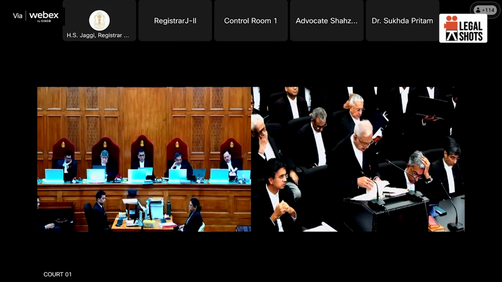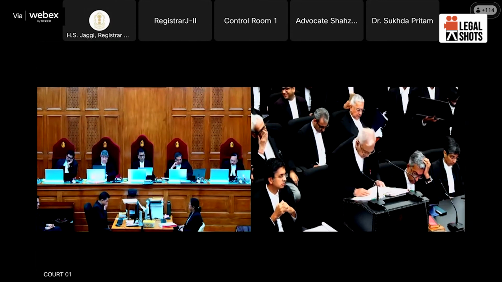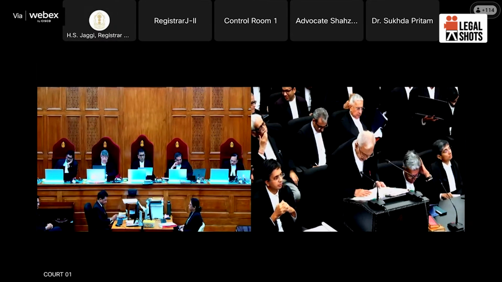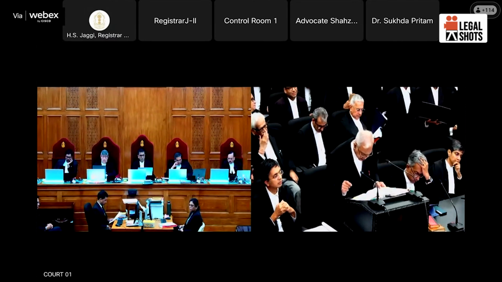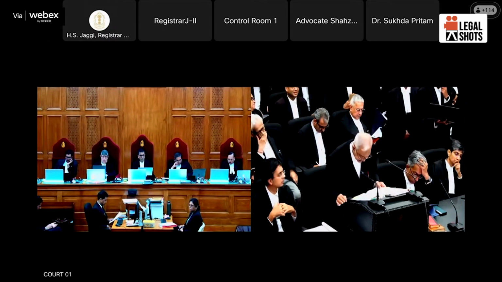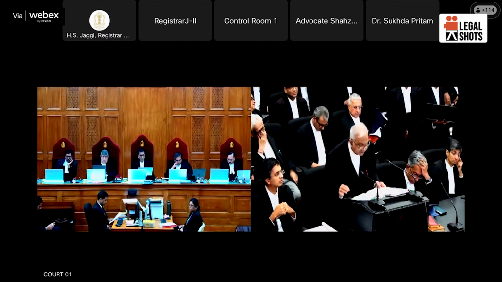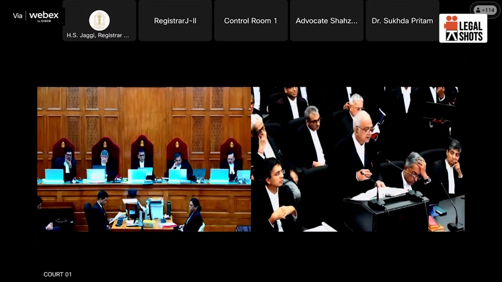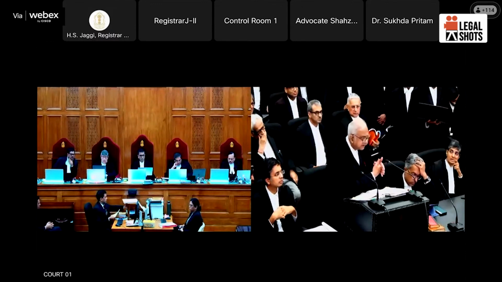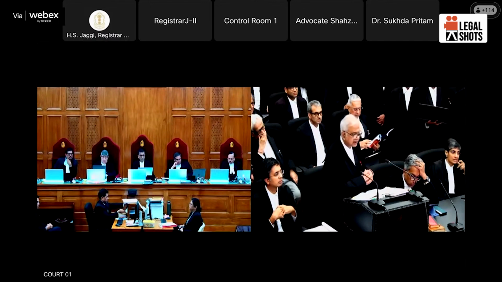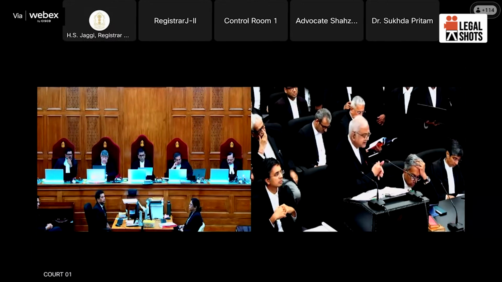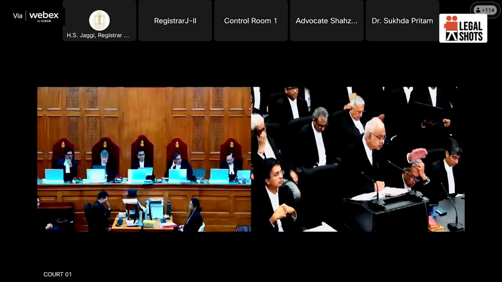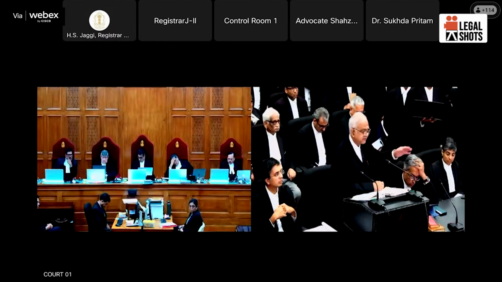The duty of the center. It shall be the duty of the Union to protect every state against external aggression and internal disturbance, and to ensure that the government of every state is carried on in accordance with the provisions of this Constitution. Now read Article 355, 356, 357 conjointly. And the only result is that the state as a constitutional entity must survive.